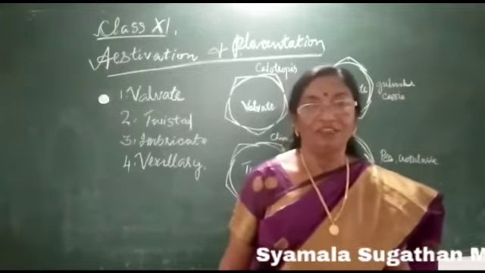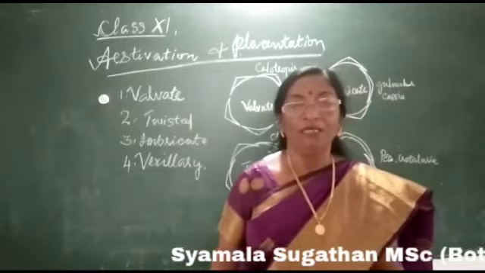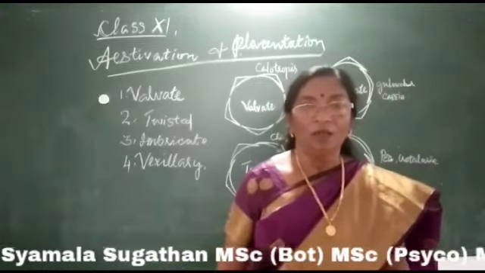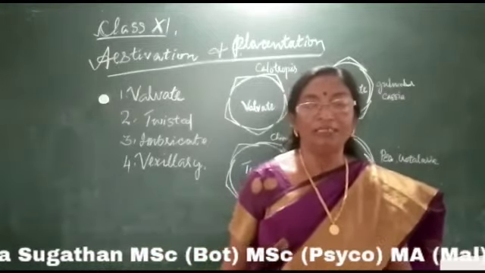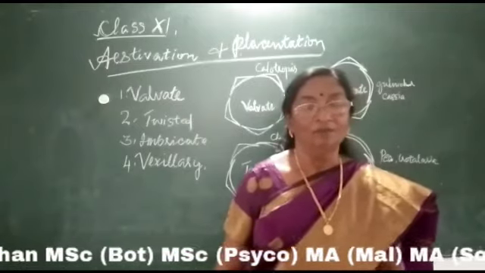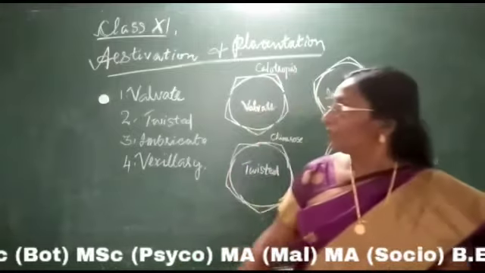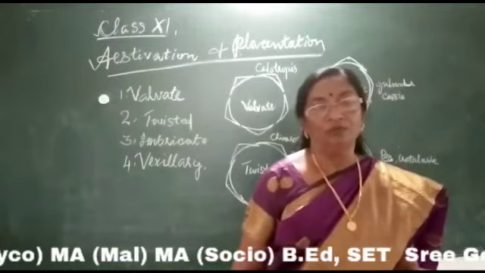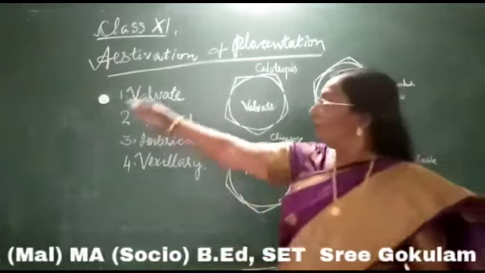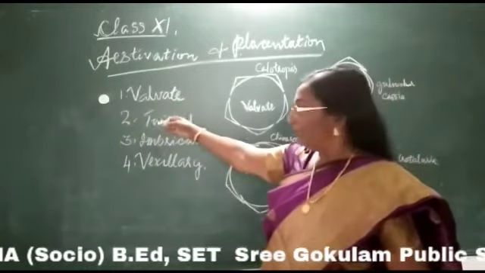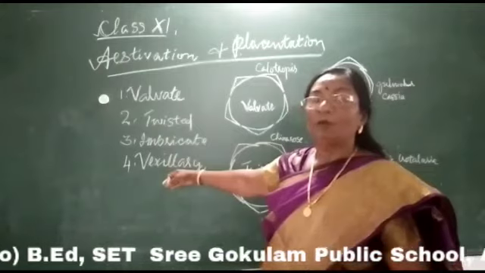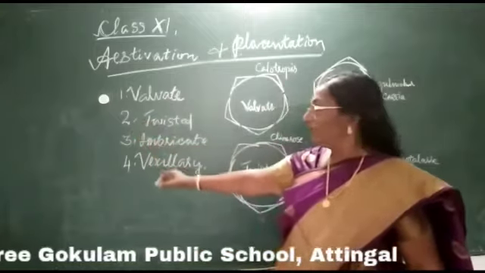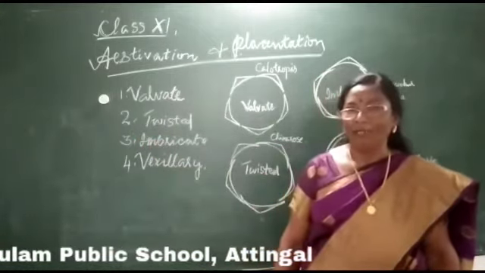Aestivation and Placentation. Aestivation is the mode of arrangement of sepals and petals in flower buds with respect to each other in the same whorl. Depending upon the nature of their arrangement, there are 4 different types of aestivations, namely valvate, twisted, imbricate and vexillary or papilionaceous. Valvate, twisted, imbricate and also vexillary or papilionaceous.